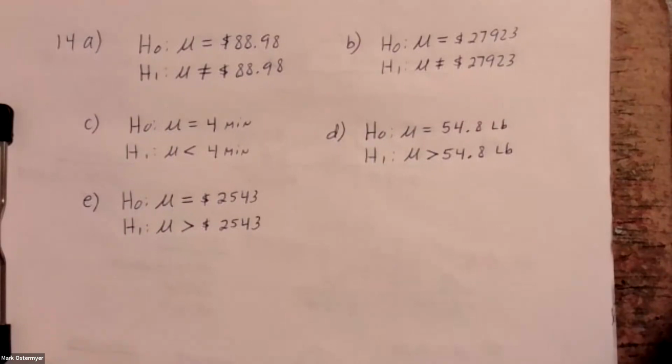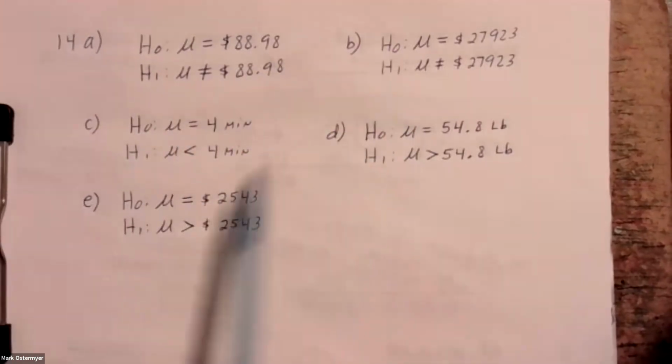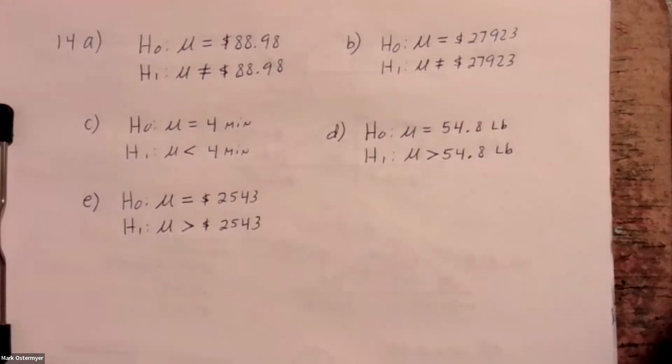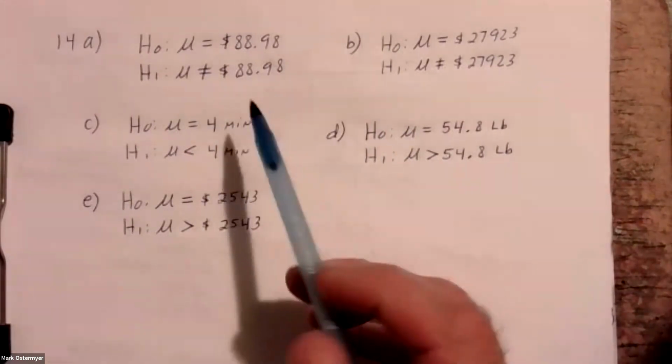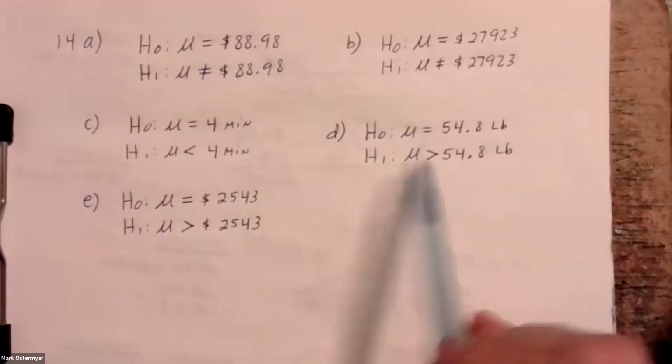All right, those would be your solutions to this classwork here. A, B, C, D, and E. Okay, just check those out. How did you fare on those? Notice in each case, your null hypothesis is always equal to. And in each case, notice that your alternative hypothesis is either not equal to, strictly less than, or strictly greater than.